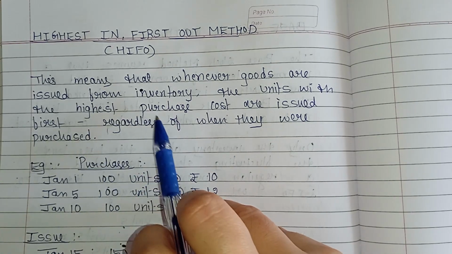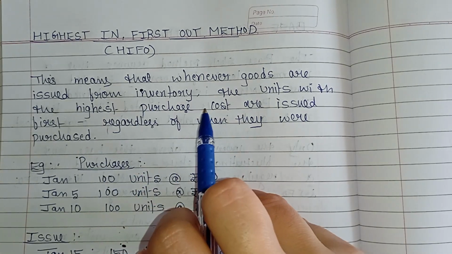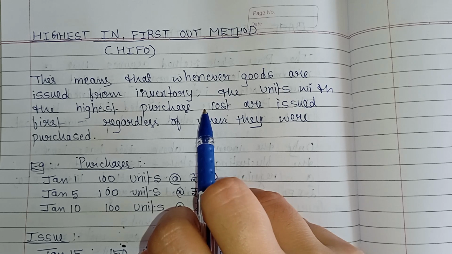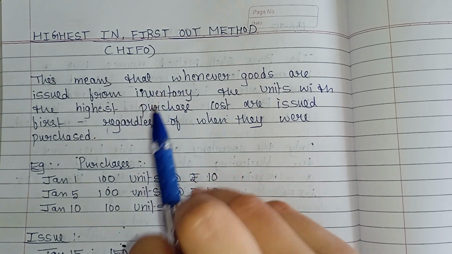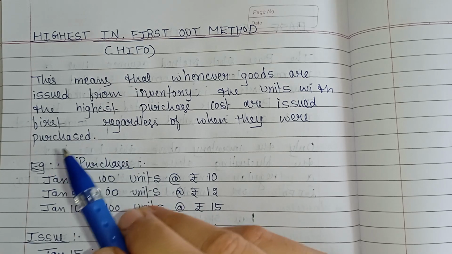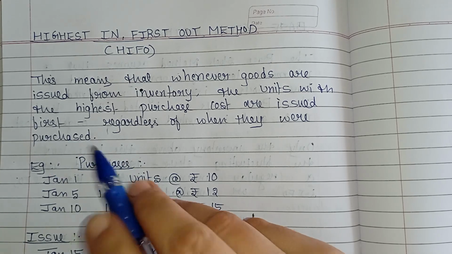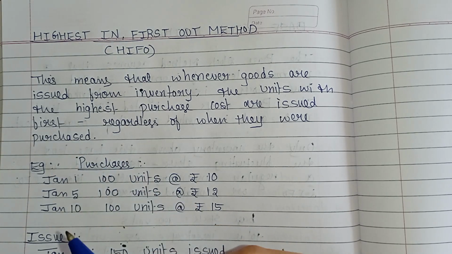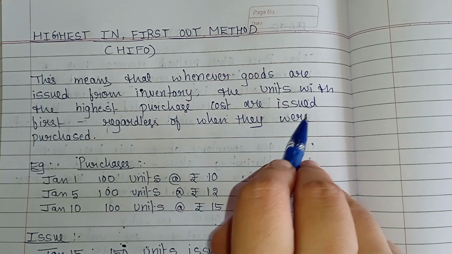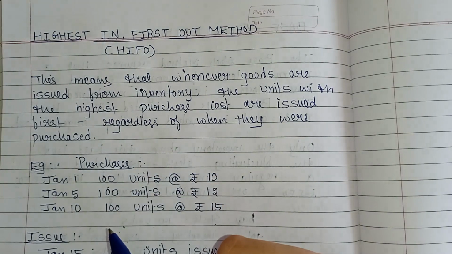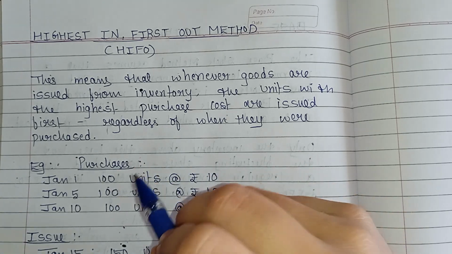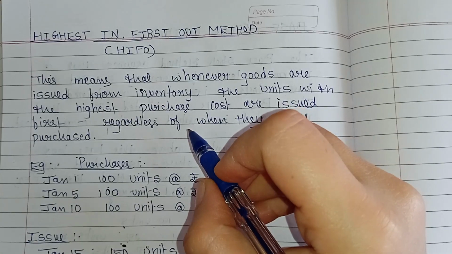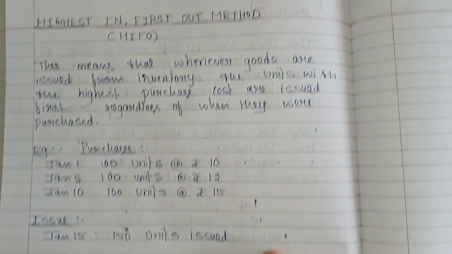It means we are issuing the materials at the highest purchase cost. Here we should not consider the dates, regardless of when they were purchased. If there is a highest purchase cost, we need to consider that only to issue the materials. Let's understand this through one example.